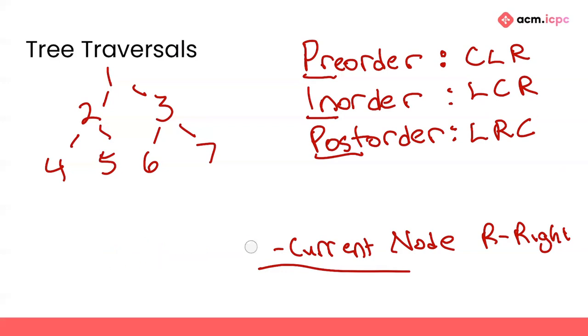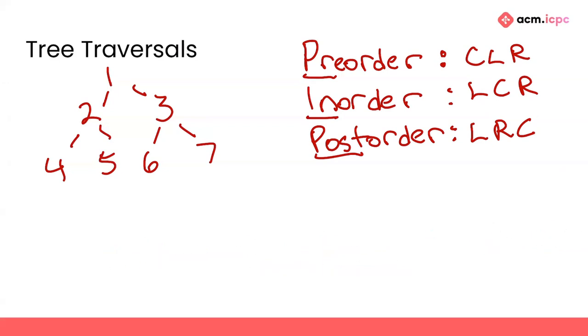So what exactly does this mean? If I want to do a pre-order traversal, I start at the root, which is 1. In a pre-order traversal, I want to print the current node, then print everything on the left, then print everything on the right. So since I'm starting at 1, I print out 1, and then I move into the left subtree. I go from 1 into 2, and I start from 2.